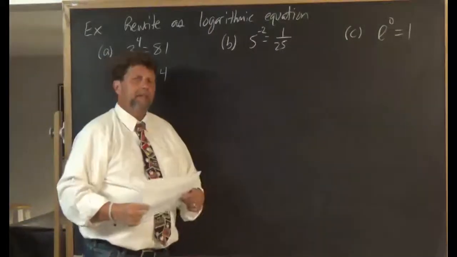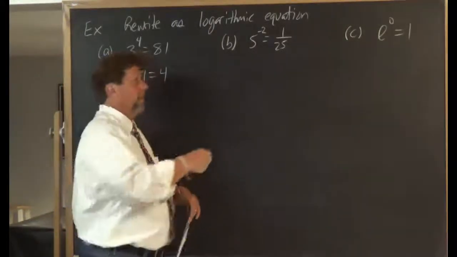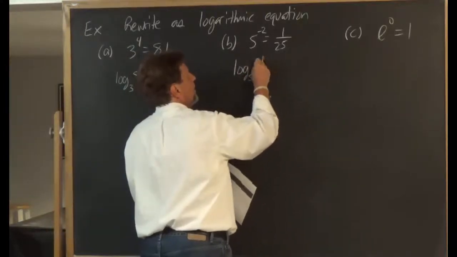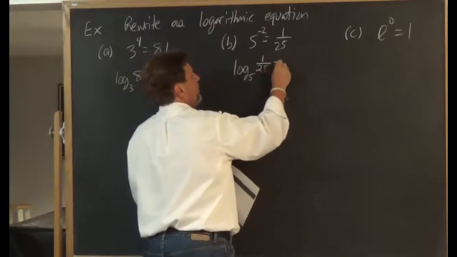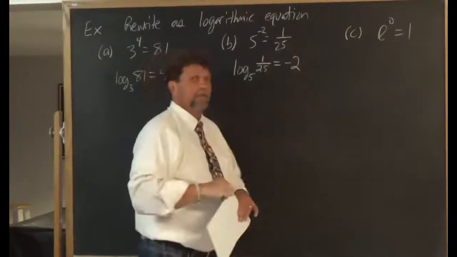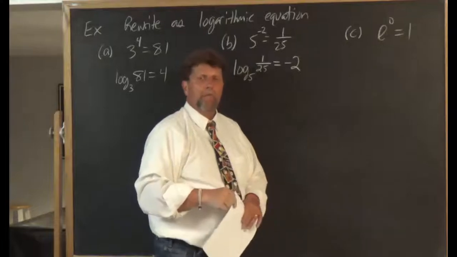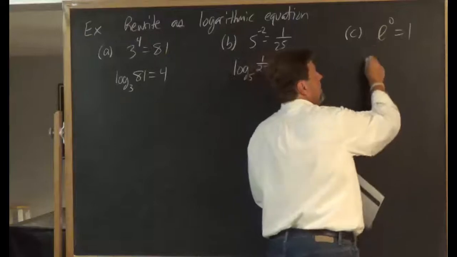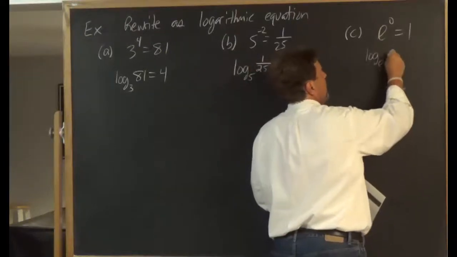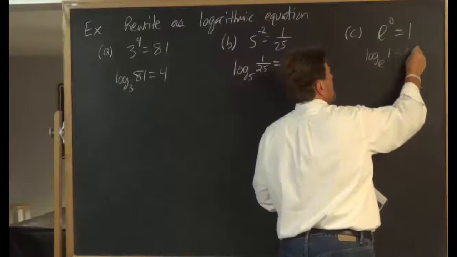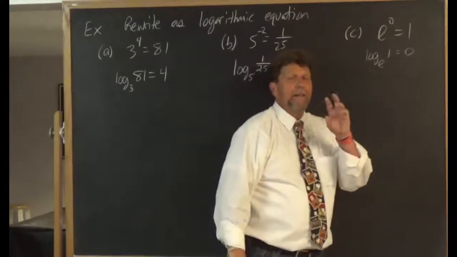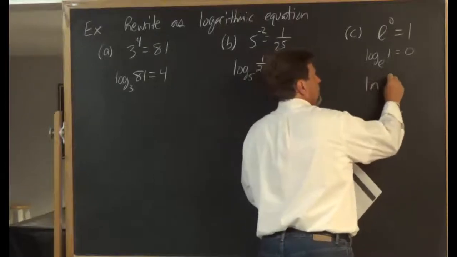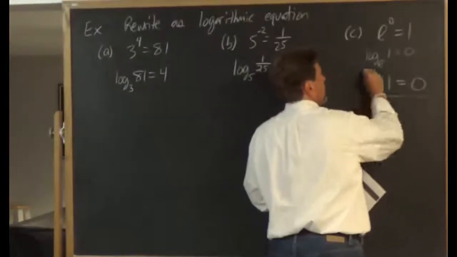Part B, 5 to the negative 2nd equals 1 over 25. So that would be log base 5 of 1 over 25 equals negative 2. Part C. Now part C, we might be tempted to say, oh, this is log base e of 1 equals 0. But remember, we don't write down log base e. Instead of log base e, we say the natural log of 1 is equal to 0.